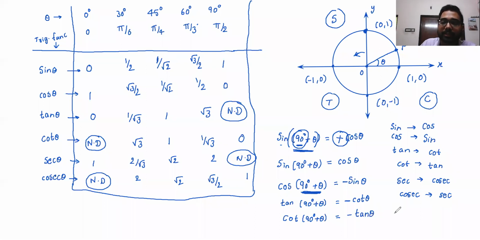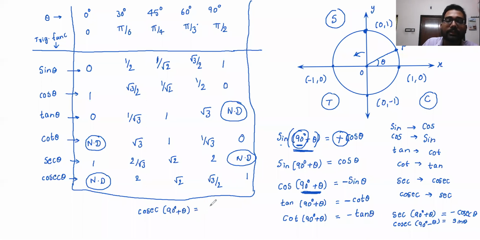Similarly, what is secant of 90 plus theta? It is going to be minus cosecant theta, right? And so on. Cosecant of 90 plus theta, okay, let me write it here, is going to be secant theta, because I could not write it properly on that screen.